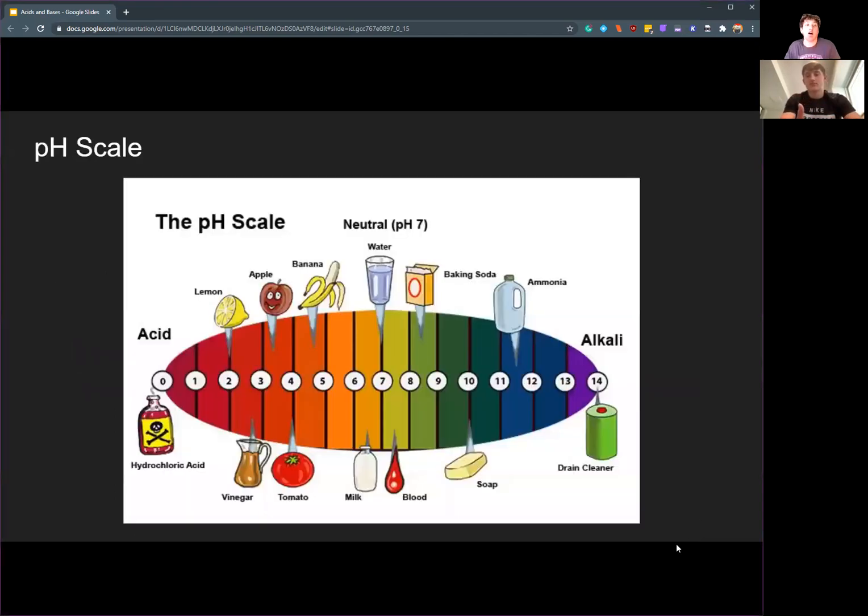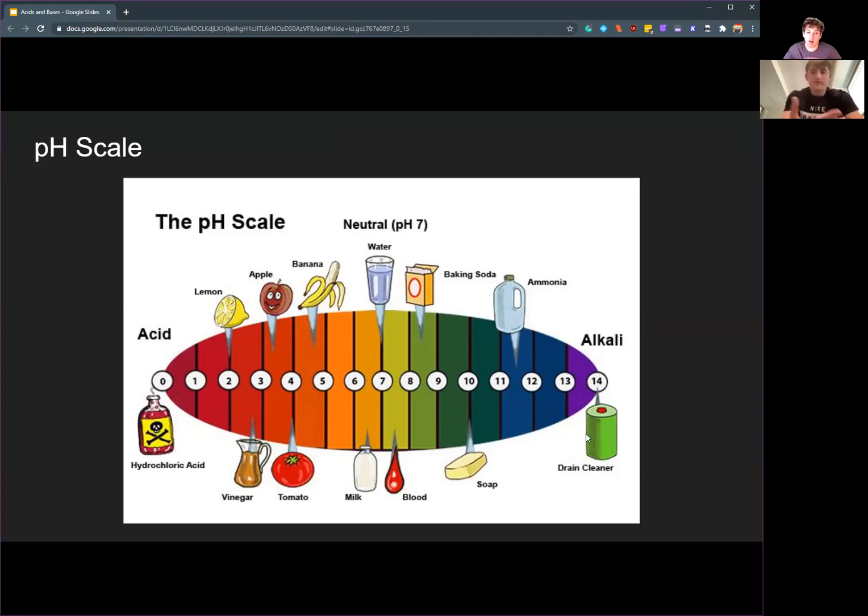Okay, so finally, we have the pH scale. Essentially, the pH scale measures acidity. Each number is a measurement of the concentration of H plus ions in an acidic or basic solution. And this is a good measure of how acidic a substance is, because that's kind of what acidity is. So stronger bases have way lower concentrations of H plus ions, and stronger acids have way higher concentrations.